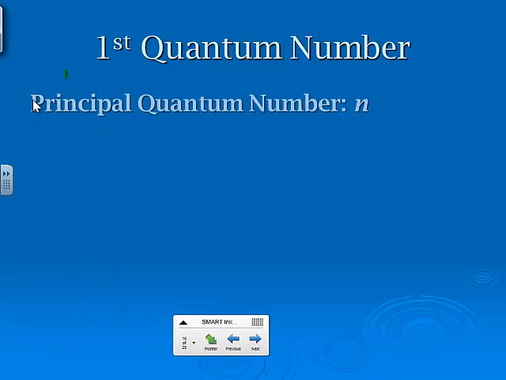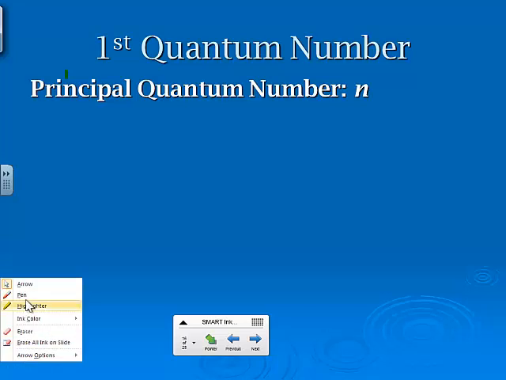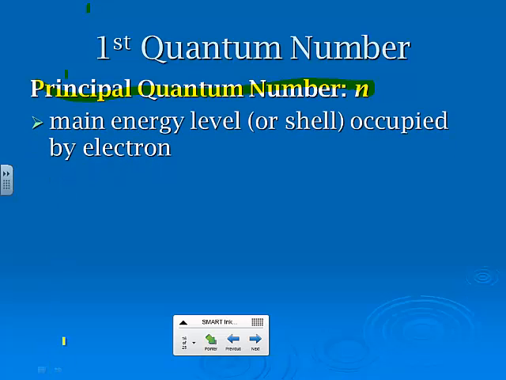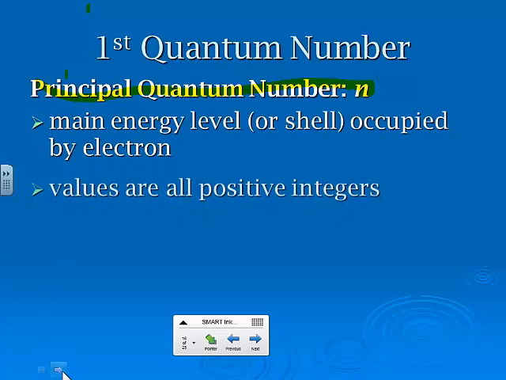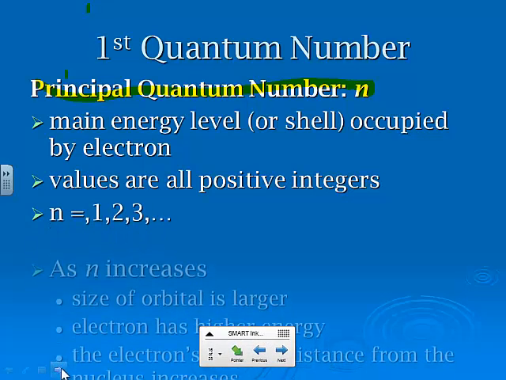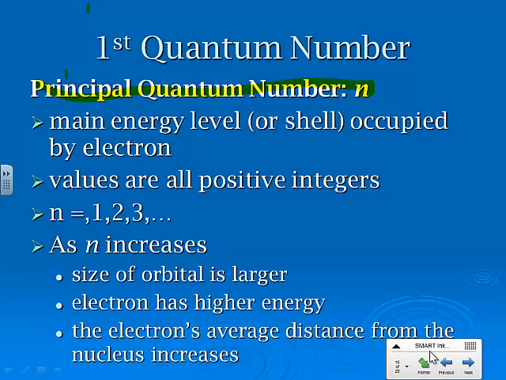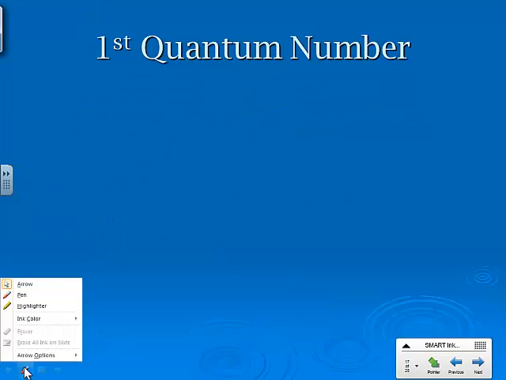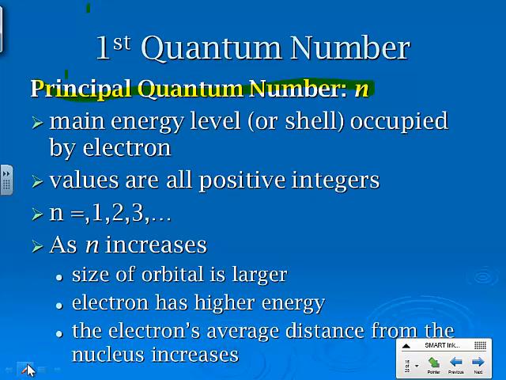Okay, first one is going to be the first quantum number. Alright, and the first quantum number is also the principal quantum number. And principal quantum number is abbreviated with the letter n. It's probably the easiest one for us to remember from last year. It's the main energy level or shell occupied by an electron. Values are all positive integers, 1, 2, 3, etc. And as n increases, a few things happen. Number one, the size of the orbital gets larger.